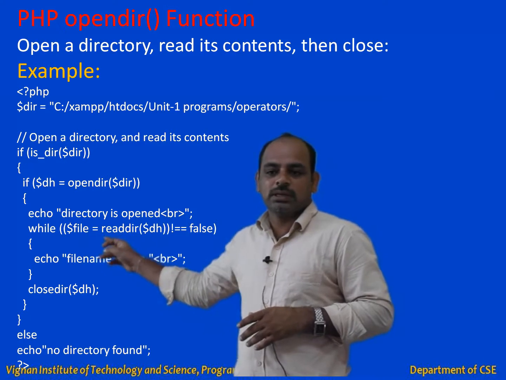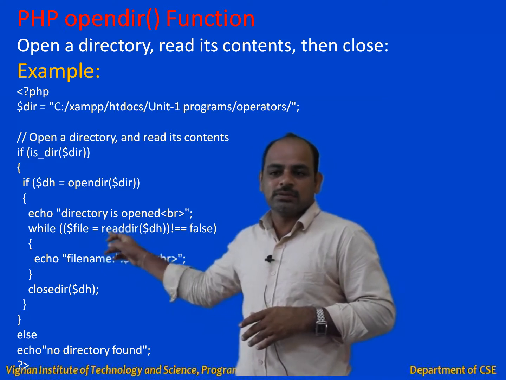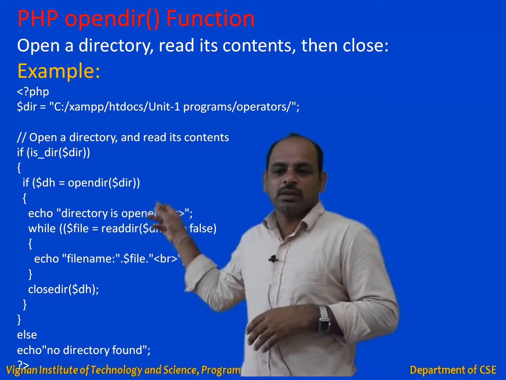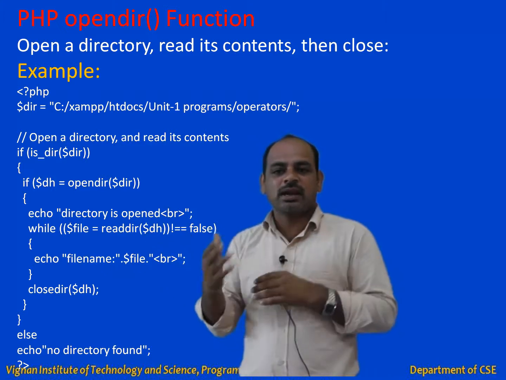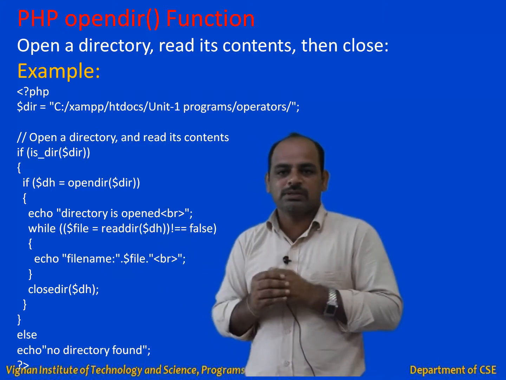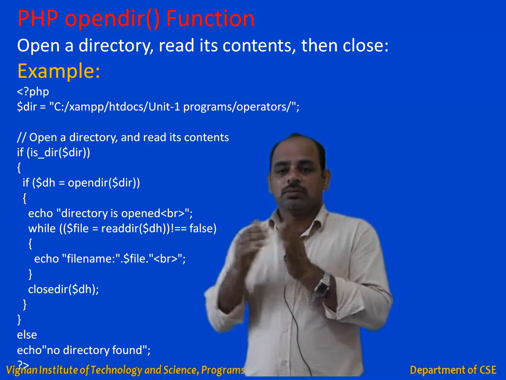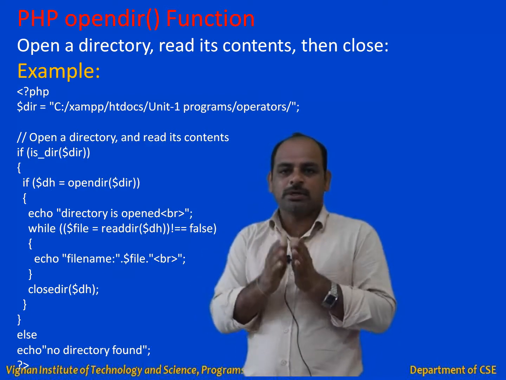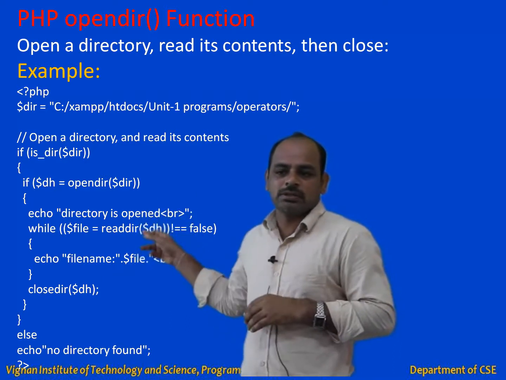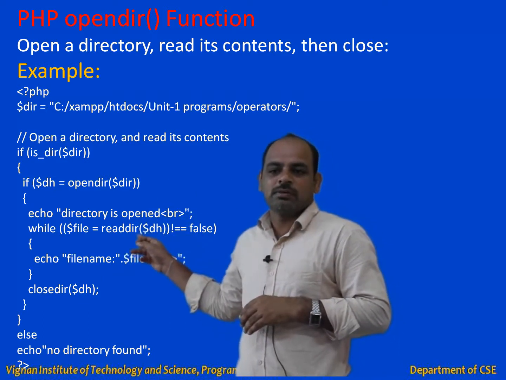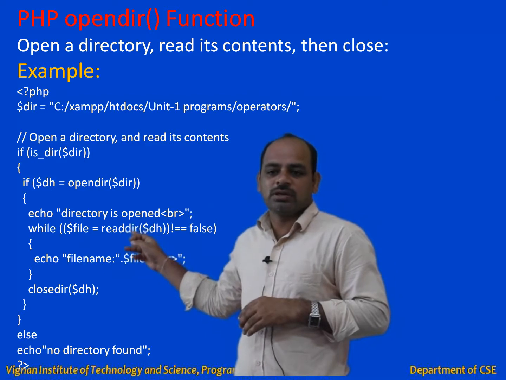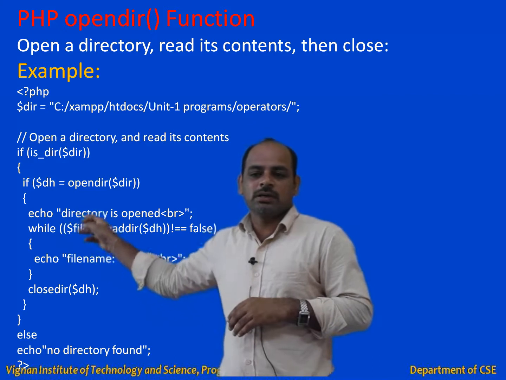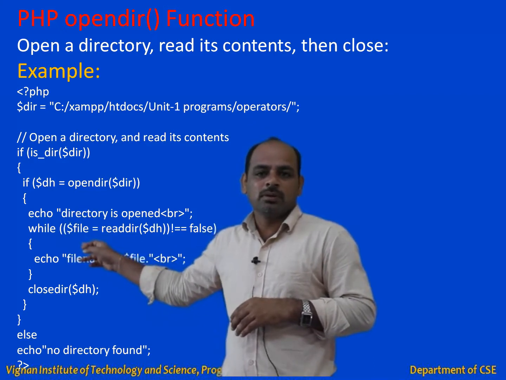Here we are using the readdir function. The readdir function will start reading the content from the directory, and we have to pass the directory handle as a parameter, because it specifies which directory you want to read. The directory handle is just like a pointer to that particular directory, so we have to pass this pointer here. Each time it reads content, the content read by the readdir function is stored into the variable dollar file.